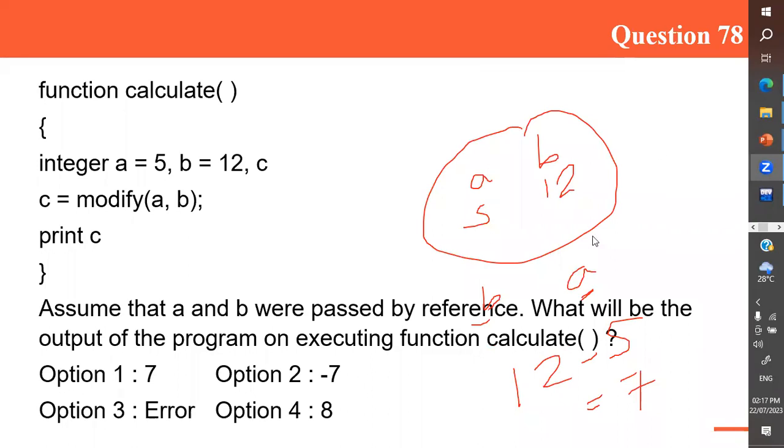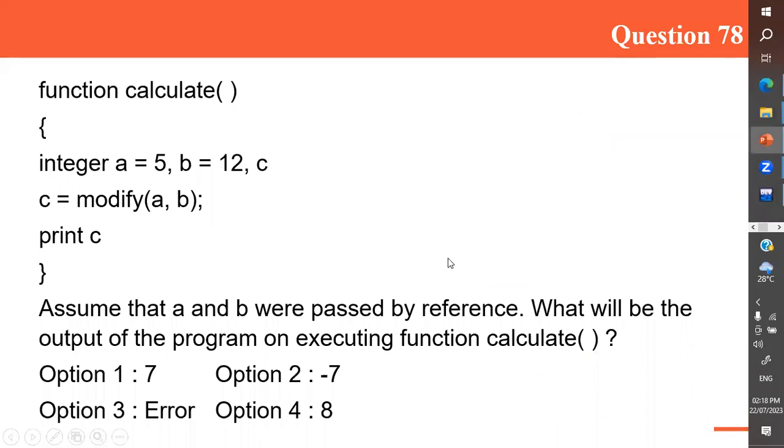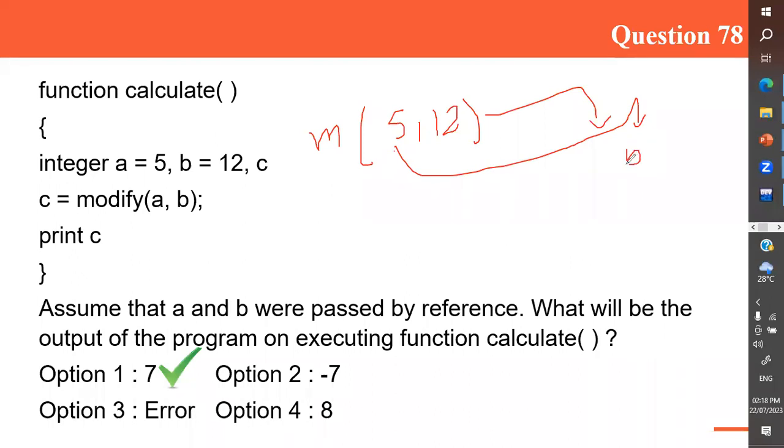How minus 7, dear? Just see carefully. Did I make any mistake? No, it's perfectly fine. If you got confused, the first value: we are calling the function with A comma B. That means modify of 5 comma 12 I am calling. This will come to the function. There we are taking the function parameters as B comma A. So the first value which I passed will become the B value. B value is 5, then A value is 12.